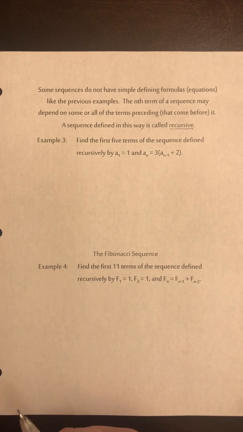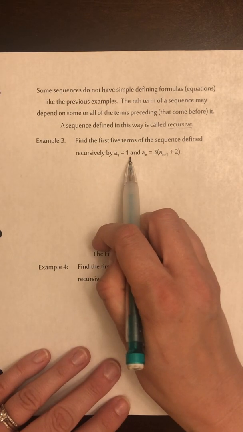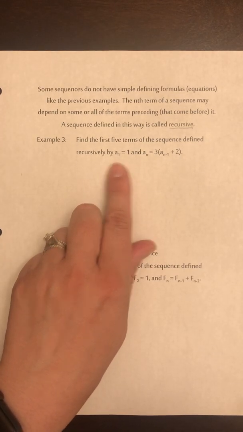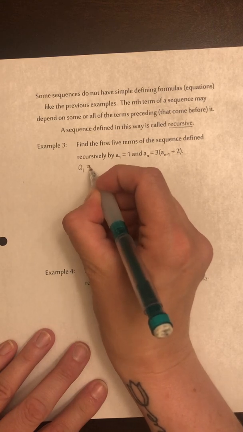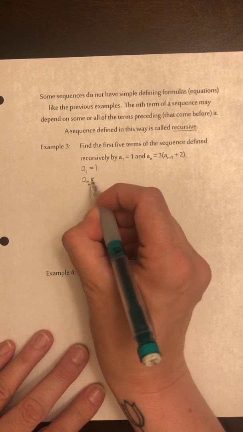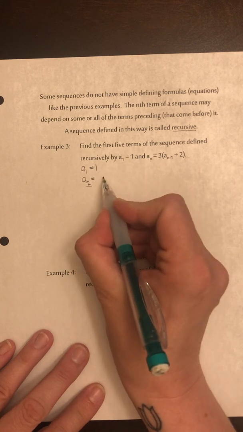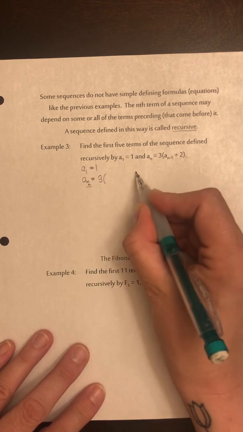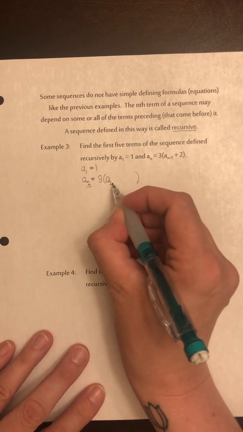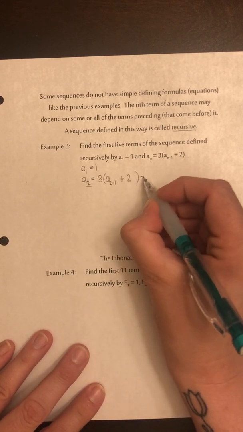So it says find the first 5 terms of the sequence defined recursively by a sub 1 equals 1 and a sub n equals this expression right here. They're pretty much already telling you the first term is 1. Now's where we're going to use the formula. So now we want to find the second term. That means that n is 2. So according to this formula, we're going to have 3 times a sub 2 minus 1, that's my subscript, plus 2. All right, let's talk about that.